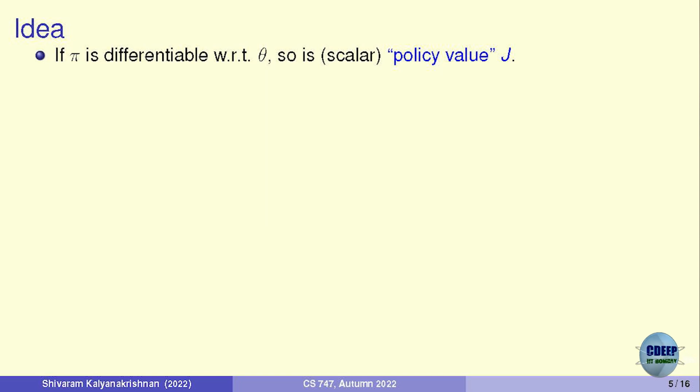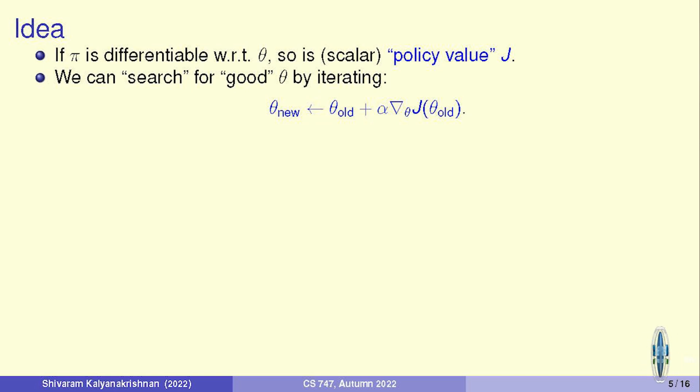So if this is the case, what we can do is find better and better thetas by going up this gradient of j. You start with some theta, and you know the gradient of j with respect to theta, so you want that to increase. You start taking steps in the direction that is increasing your j value.